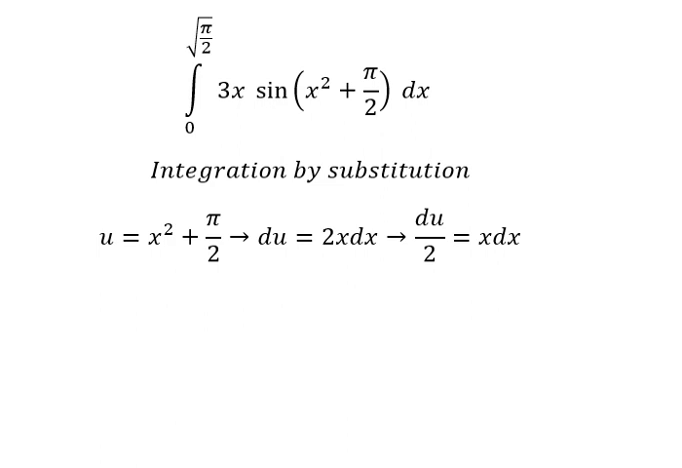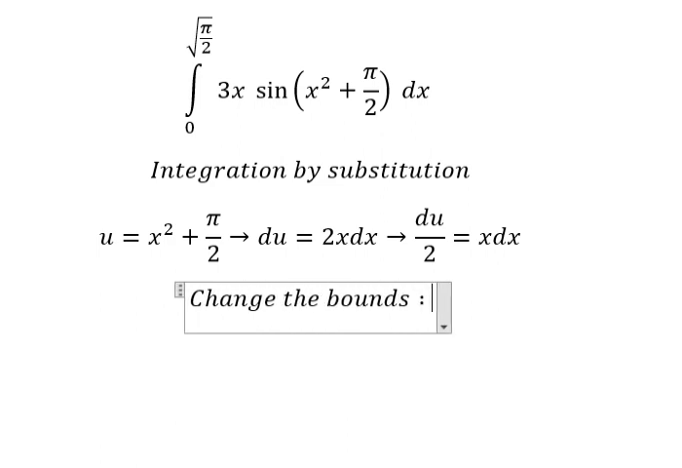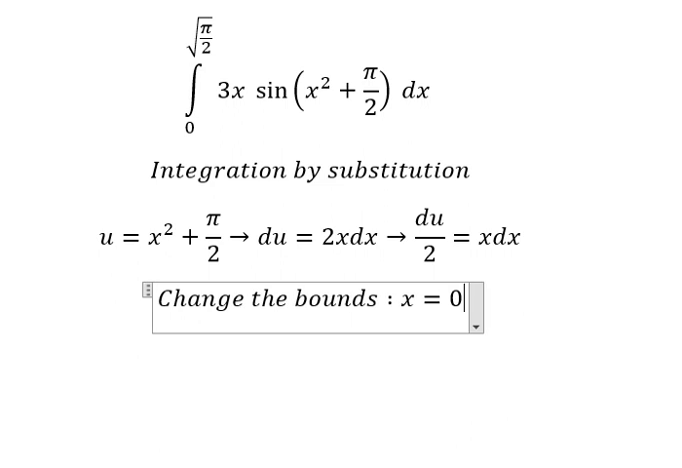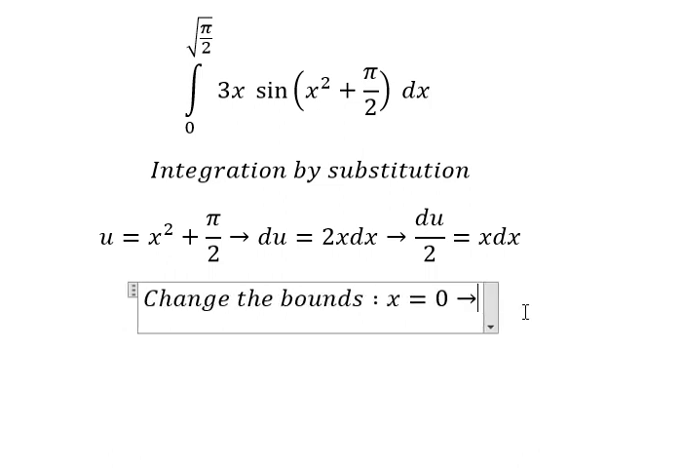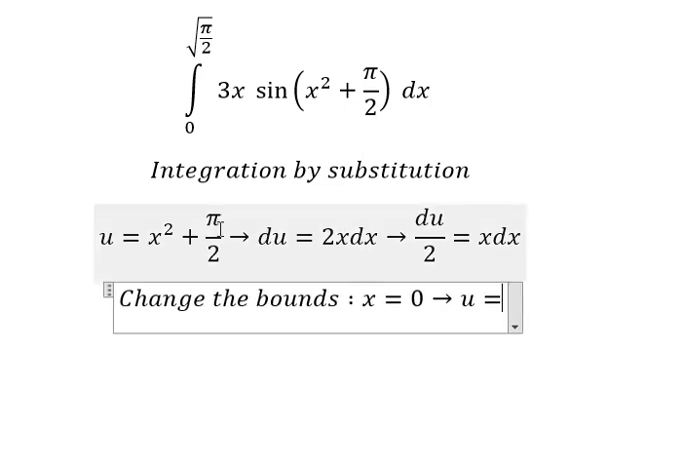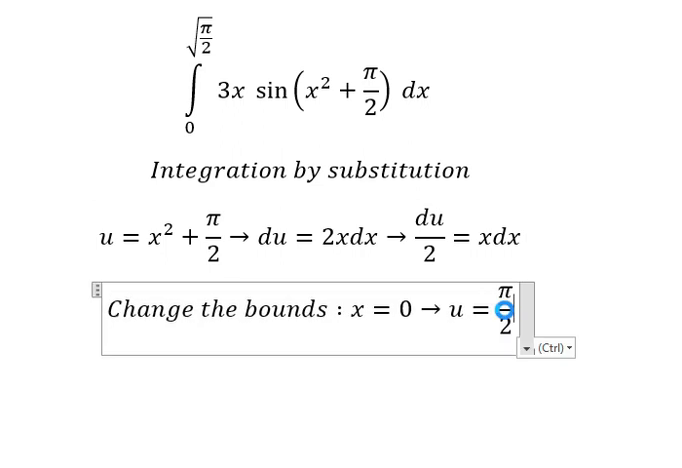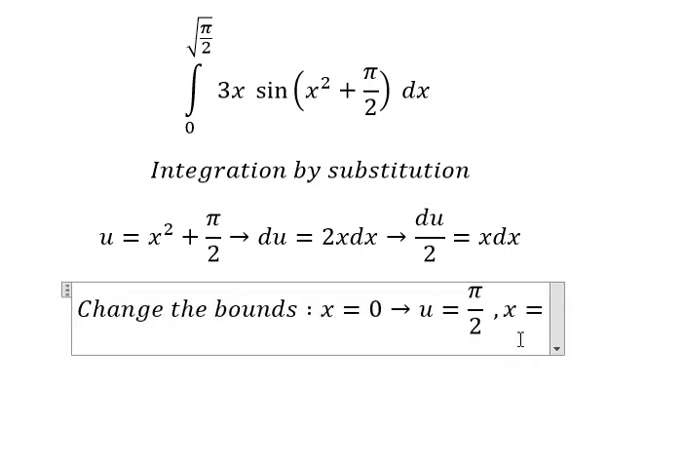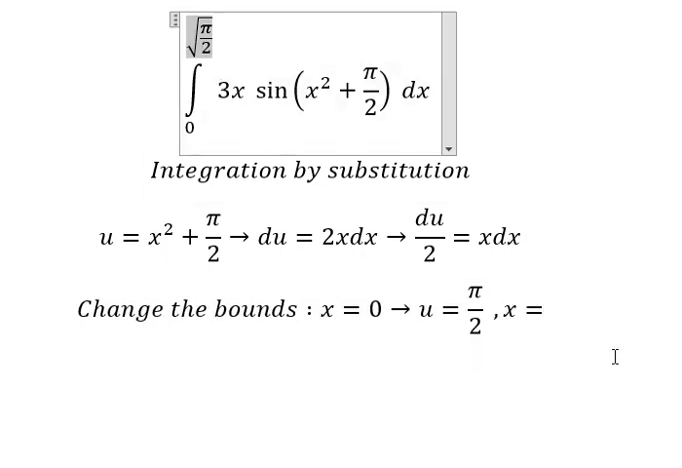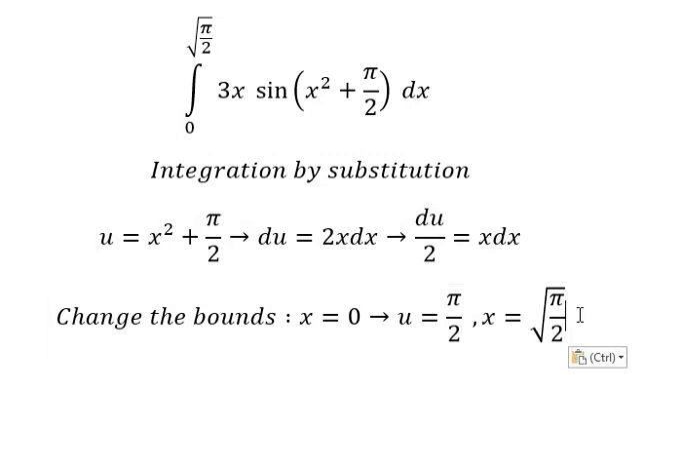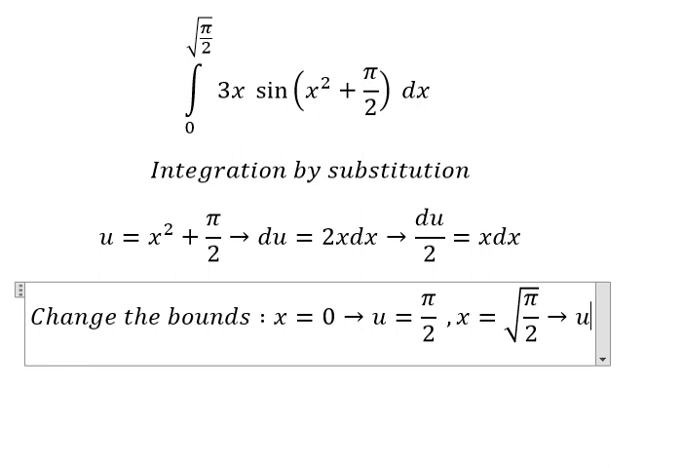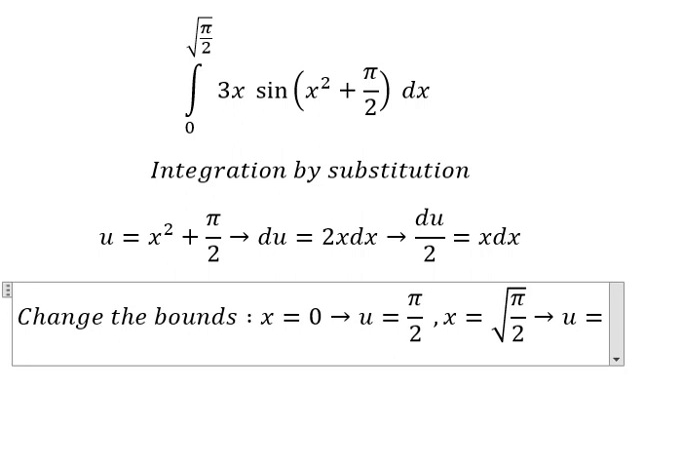Next, we need to change the bounds. When x equals 0, we put 0 here, so we have u equals b over 2. When x equals the square root of b over 2, I will put this one here, and now we can find the value of u equals b.